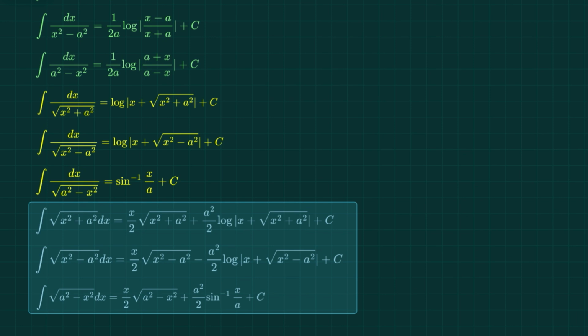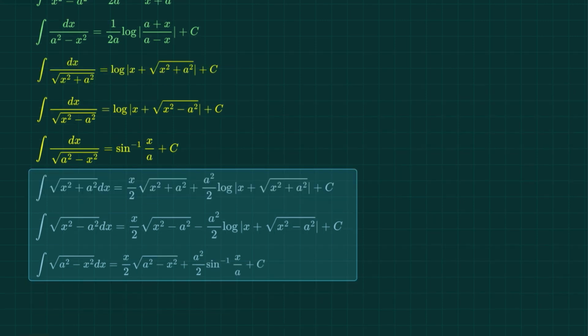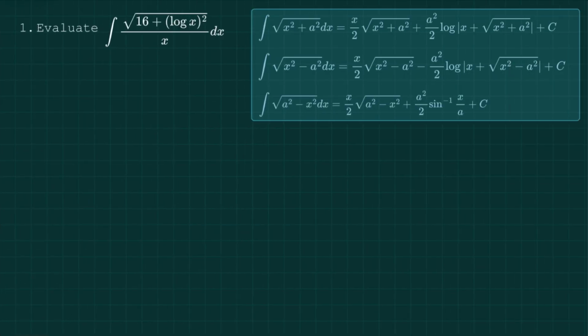Here we have to note that the function is not a fraction, it's just the square root of x square plus a square, the square root of x square minus a square, and the square root of a square minus x square. So let's get started with question 1.